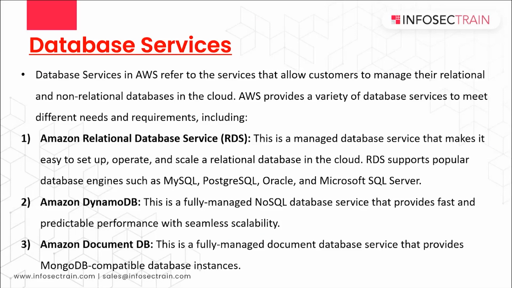So what are the services present in AWS which deal with databases? The first and the famous one is Amazon Relational Database Service, which is also called RDS. This is a managed database service that makes it easy to set up, operate, and scale a relational database in the cloud. RDS supports popular database engines such as MySQL, PostgreSQL, and Oracle, and multiple others.